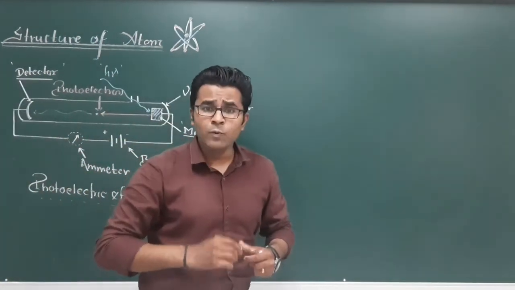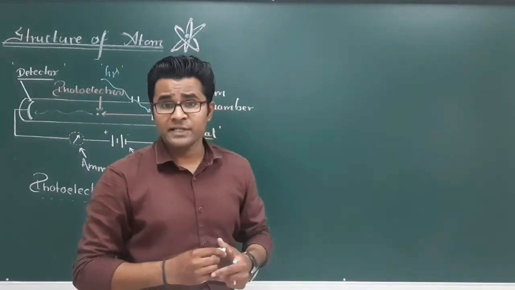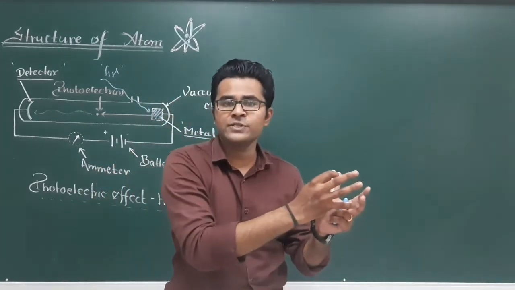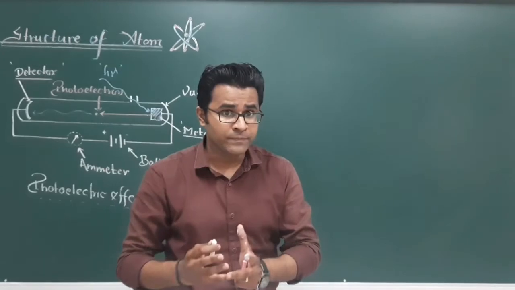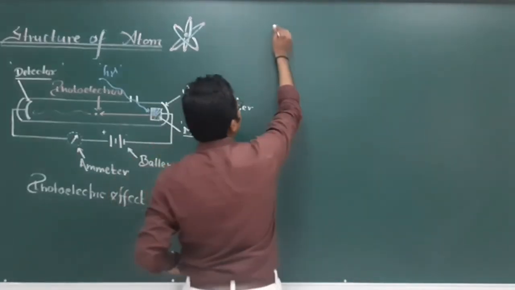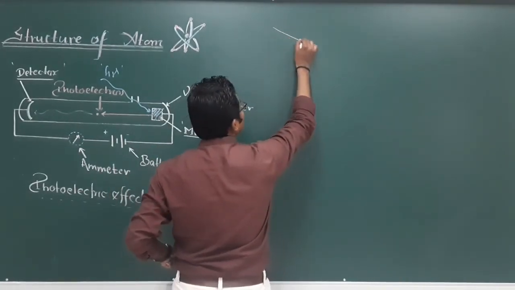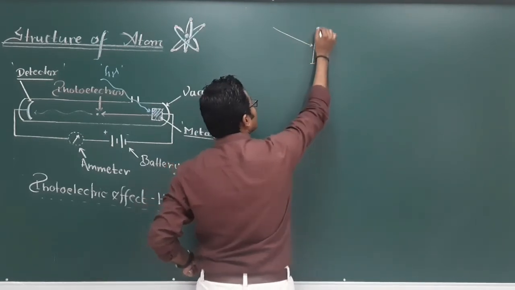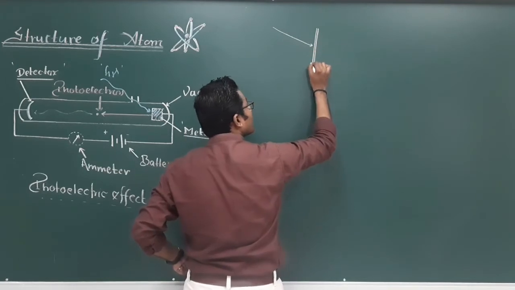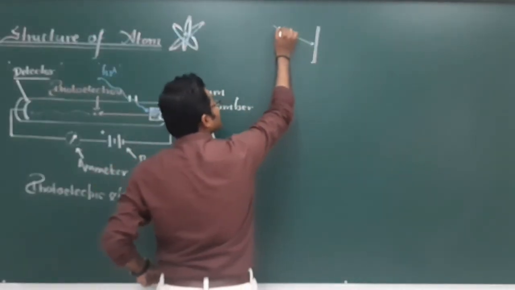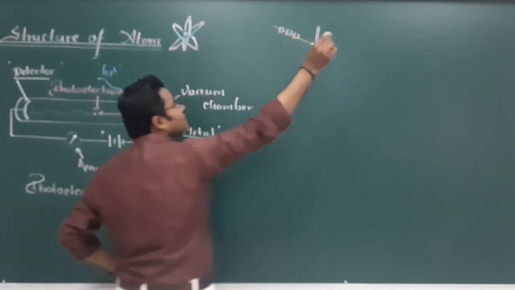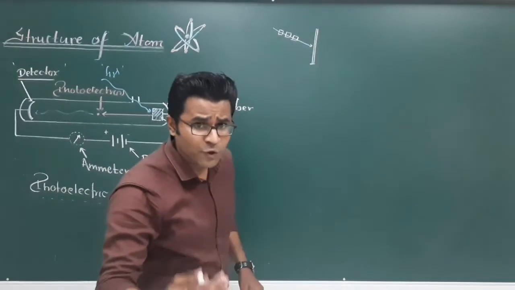This particular phenomenon was again explained by Sir Einstein, but this time taking electromagnetic radiation into consideration. So what Sir Einstein says is that whenever a radiation strikes the surface of a metal, this radiation is going to have small packets of energy, which are called photons.